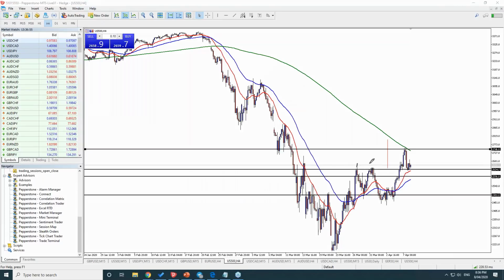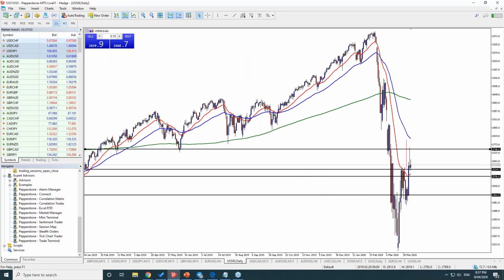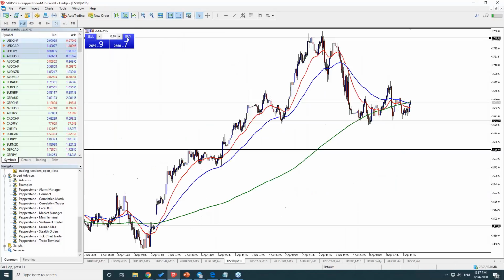Key resistance acting as role reversal at this stage. However, if it breaks to the short side, and of course, when we look at something like a daily, we see that shooting star, and that's a bearish shooting star, and then we go down to the 15-minute, all of a sudden we're looking at this zone and we're saying, wow, this is definitely a key zone for the market.